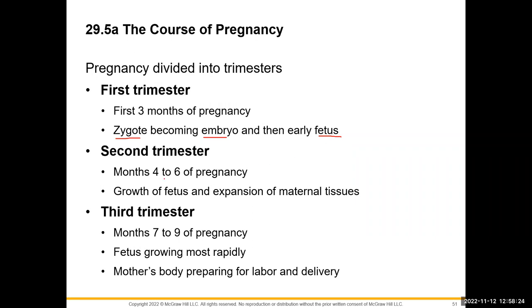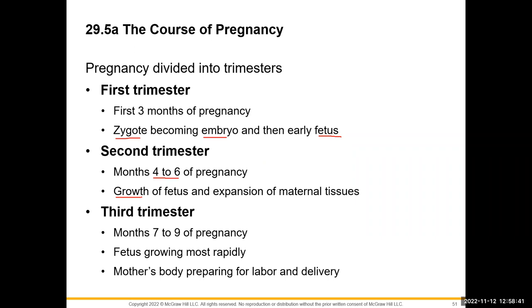So the second trimester, obviously, weeks 4 through 6, again, we're going to see quite a bit of growth in the fetus. And during that time with mom, we're going to see her tissues continue to develop, especially the placenta and the uterus.